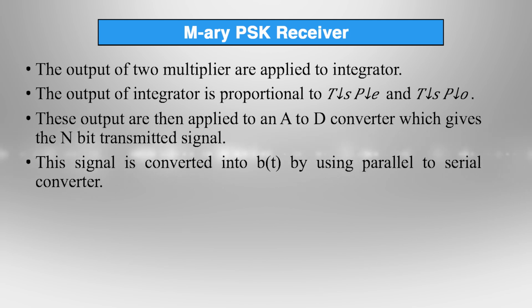The output of the integrator is proportional to the even part, that is Ps into Ts into Pe, and the odd part, that is Ts into P naught. These outputs are then applied to an analog to digital converter, which gives the digital n-bit transmitted signal, and this signal is recovered into the bit stream by using a parallel to serial converter.